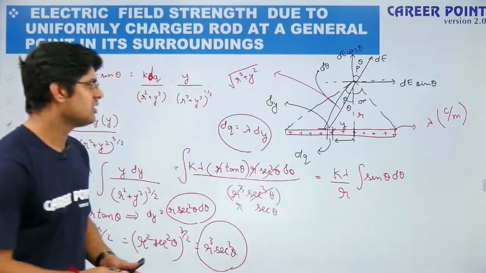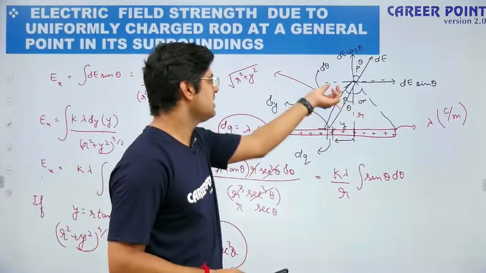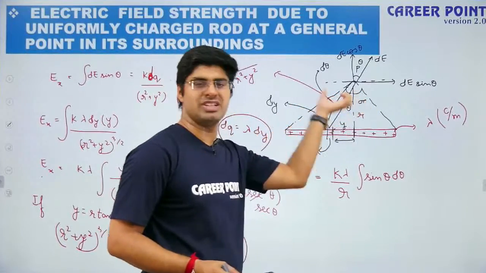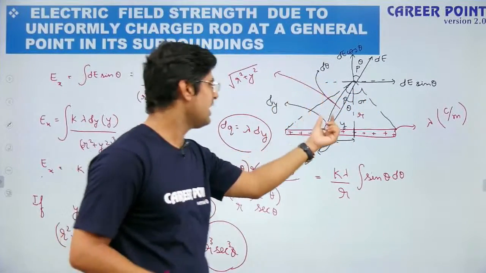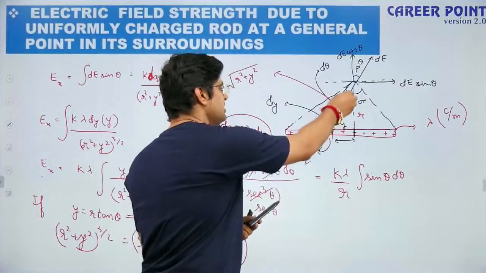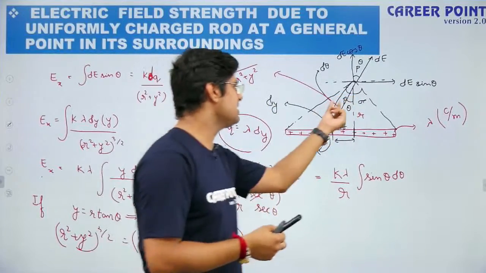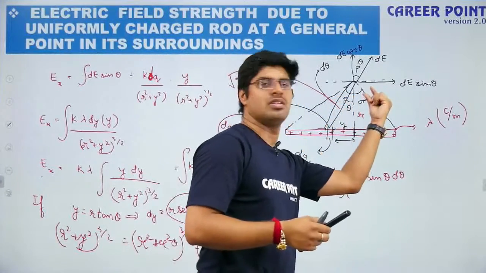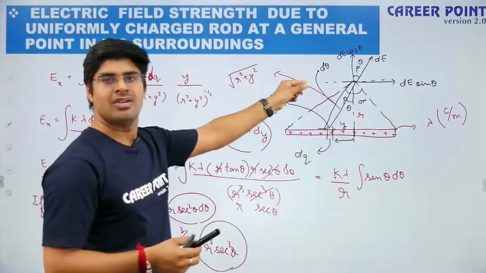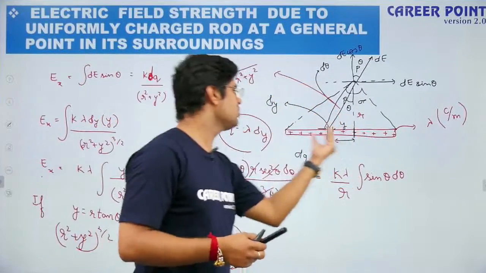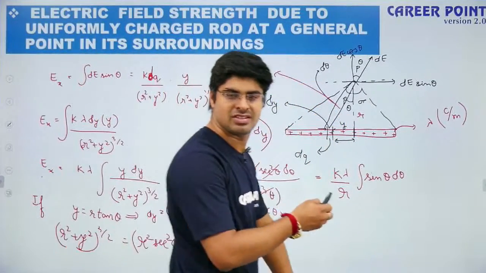From where to where? If I am taking angle theta from here, I can say minus alpha to plus beta. Is it or not? If I have to consider this theta angle, I can mention that this angle will go from minus alpha to plus beta, so that I am able to cover the whole rod at once.